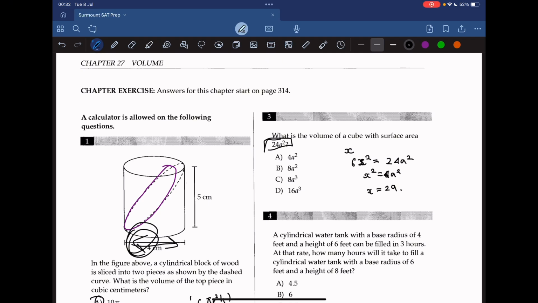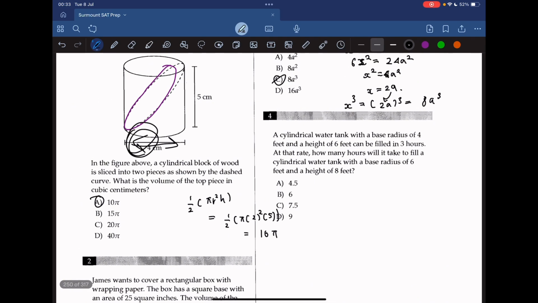So the volume is just x to the power of 3. To find the volume of a cube, we multiply the side by the side by the side. That is the same as substituting 2a for x, which will give us 8a cubed. So the answer is C.